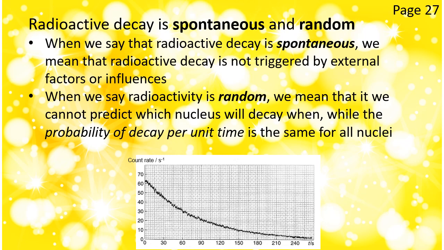Hence, in practice, our data may not show such smooth curves as shown previously, but the count rate may fluctuate considerably, where the general trend of the process is still exponential.